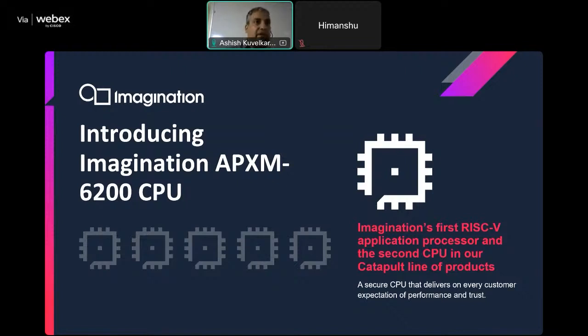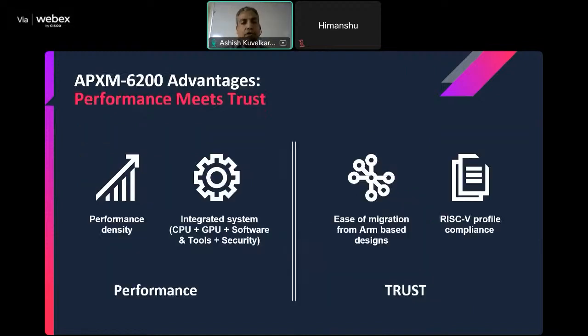Before Apurva gives me dirty looks, like I said, I won't spend too many minutes on that. We've got a few products. We've got one that's a fairly modern design, a power efficient in-order CPU that we call the APXM 6200. It's the second design that we've done. We've also done a real-time core. Our focus there has really been about performance density, and about making it easily integratable with other IP out there, whether it's our GPU, somebody else's GPU, or other IP.